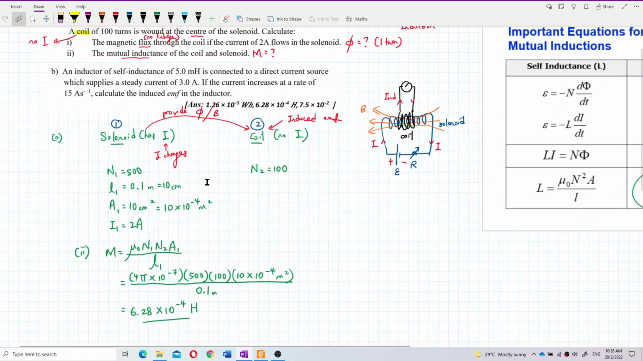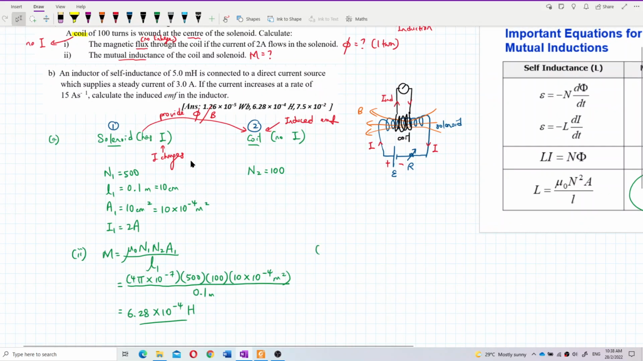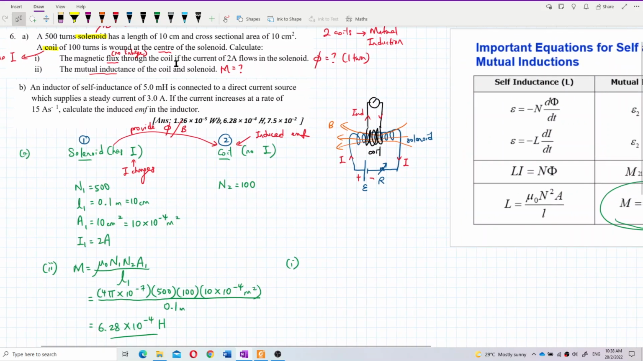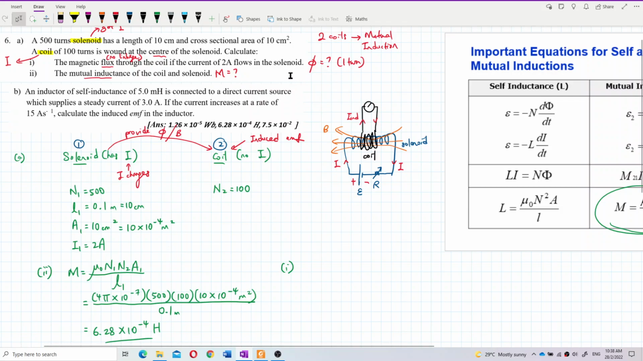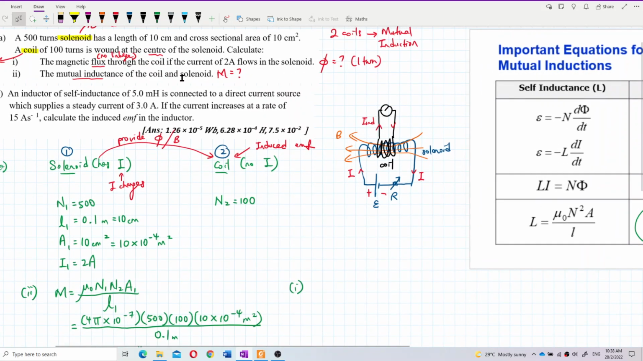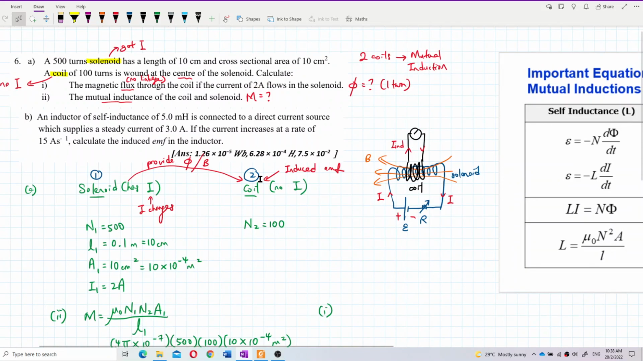So I think we can do question 1: find the magnetic flux through the coil. The coil is number 2, the one with no current. The current is in the solenoid, but the current in the solenoid changes. So the magnetic flux it provides for the coil also changes, so there will be induced EMF in this neighboring coil.